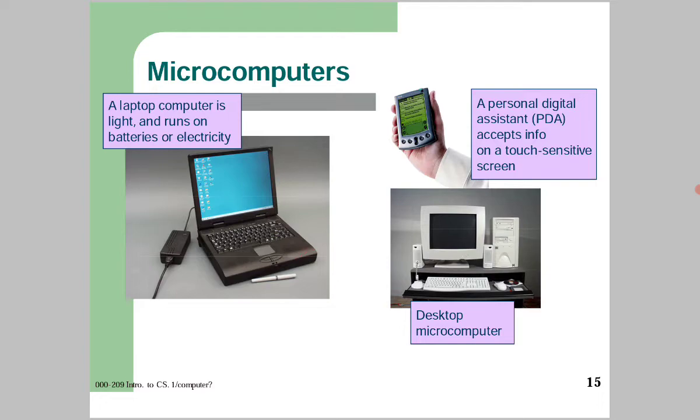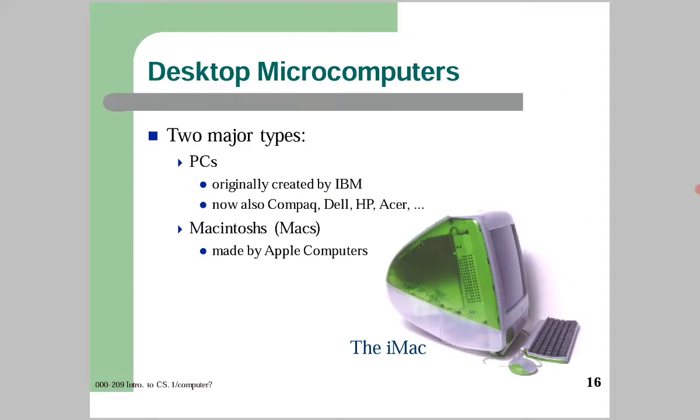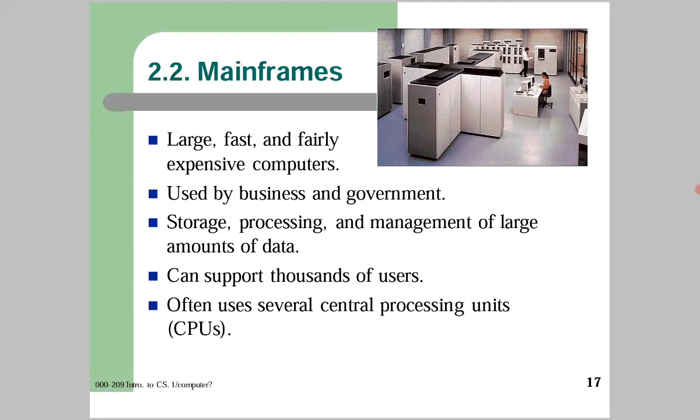A laptop computer is light and runs on battery or electricity. A desktop is a microcomputer, and a PDA, or personal digital assistant, accepts information on a touch screen. Desktop microcomputers again are of two major types: PCs and Macs. PCs means personal computers, originally created by IBM, and Macs are from another company.